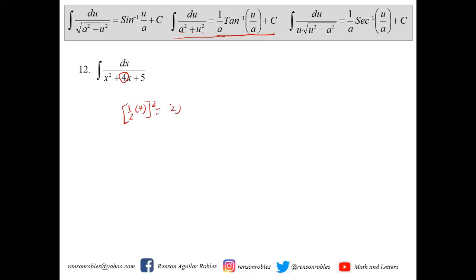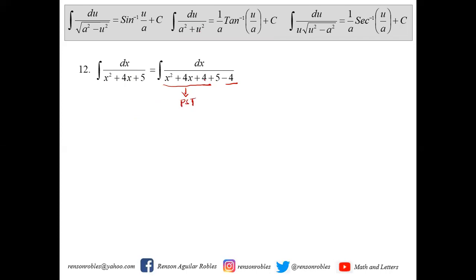So this is equal to 2 squared, so we will be adding and subtracting 2 squared on the denominator. That led us to x squared plus 4x plus 4 plus 5 minus 4. Again, these three terms are a perfect square trinomial whose factor is the quantity x plus 2 squared, and then you subtract 5 minus 4, that is 1. So we can now say that our a squared is equal to 1. Therefore, a is 1.